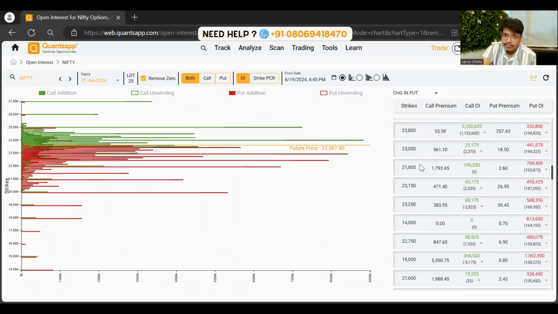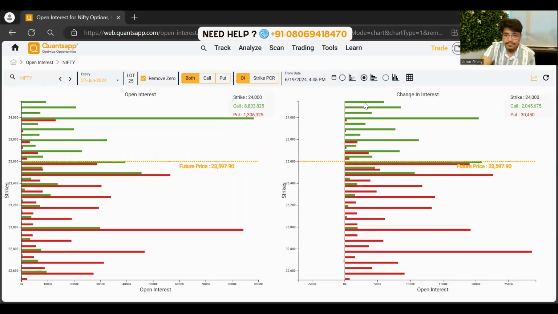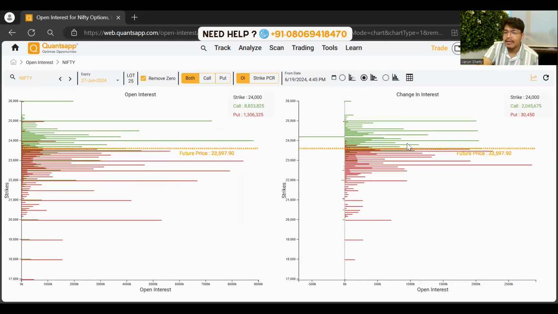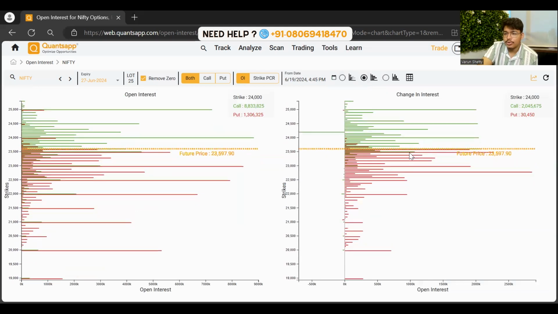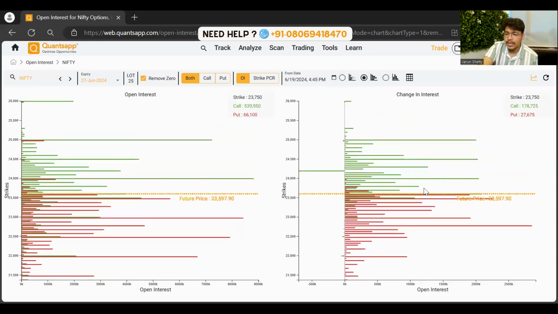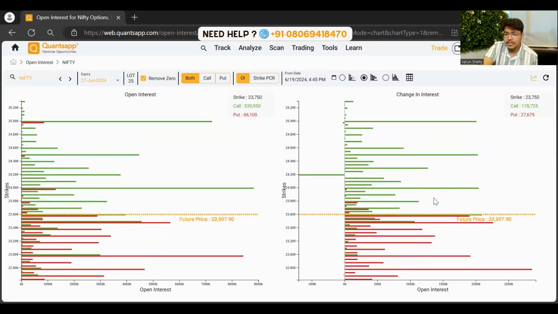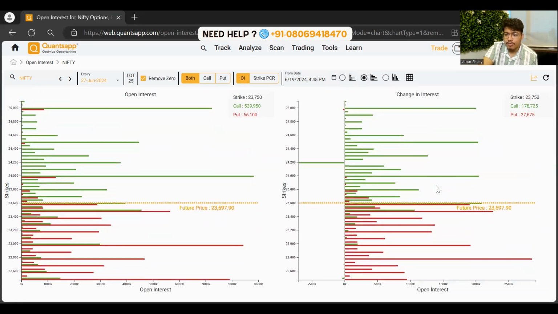That is also there for the tabular format. But I personally enjoy this one, the horizontal chart with the additions and unwinding. This is something that I have grown accustomed to. So the same things I will look at here. Today's biggest green and red bars, I will look at the change in open interest and analyze those things. Let me zoom in a bit for you guys.